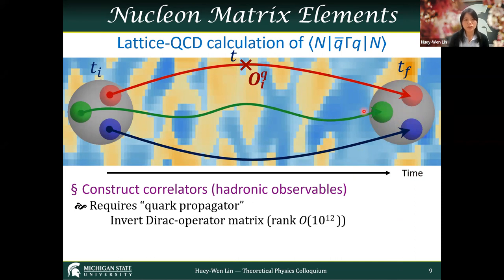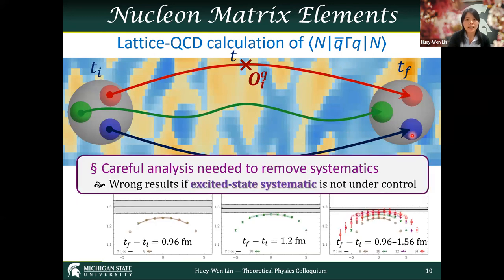And the quark propagator, what we call the propagator, is another very intermediate, really costly object in the lattice calculation as well. This usually requires us to invert very large Dirac operator matrices, and that can take a lot of computation time as well. And then after that, we have to think very carefully, and make sure that we are actually extracting the true physics.